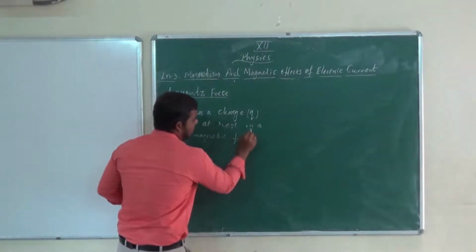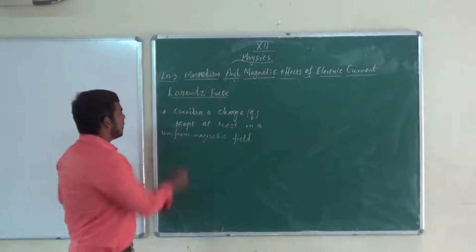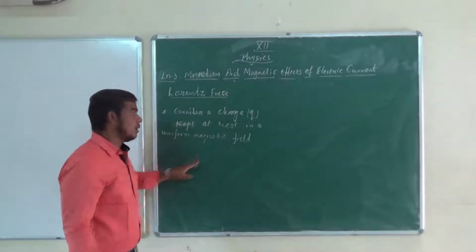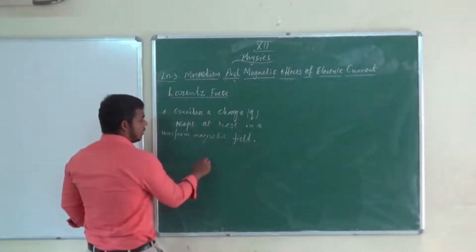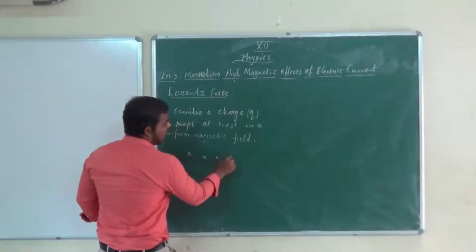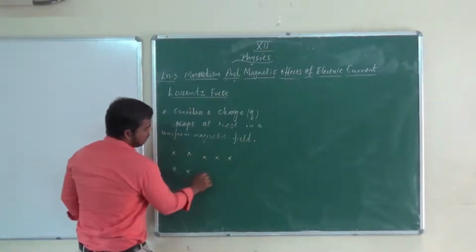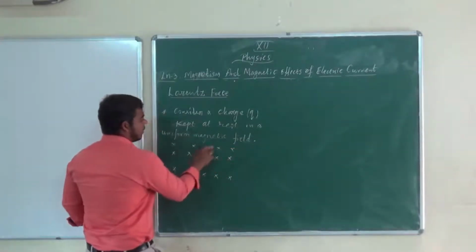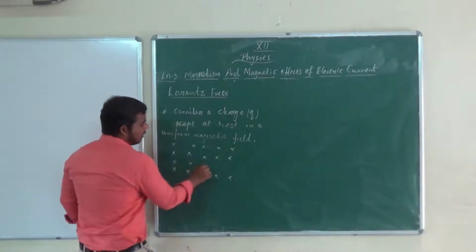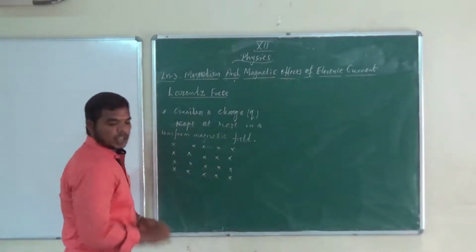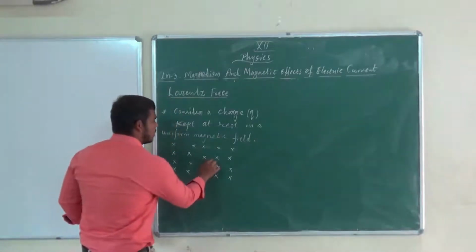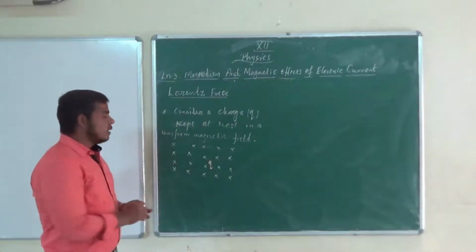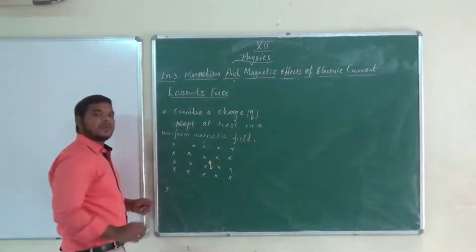We can consider a charge kept at rest in a uniform magnetic field. What does that mean? For example, this is the uniform magnetic field. The cross symbol indicates a uniform magnetic field. In that uniform magnetic field, I kept a charge. Q is the charge. So what happened? The charge does not produce any force.